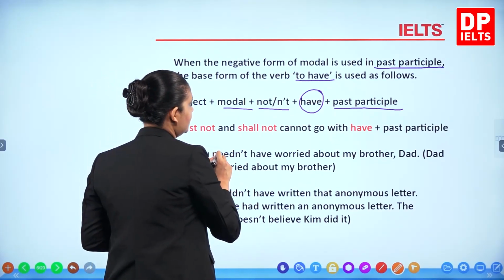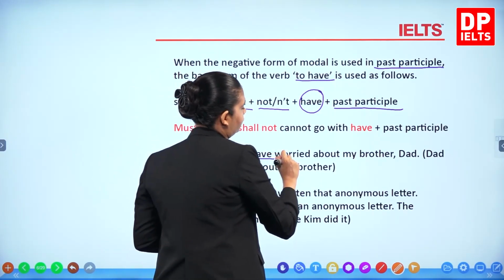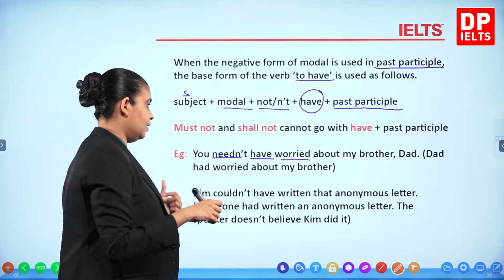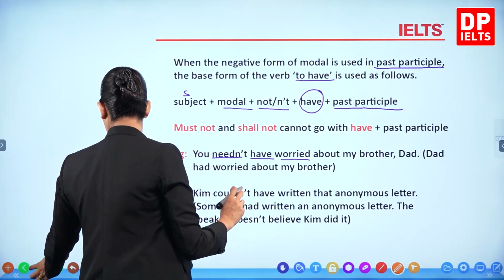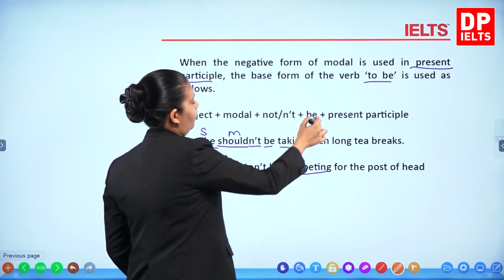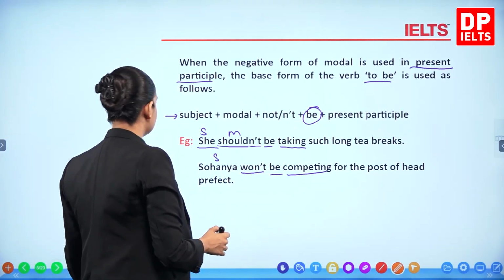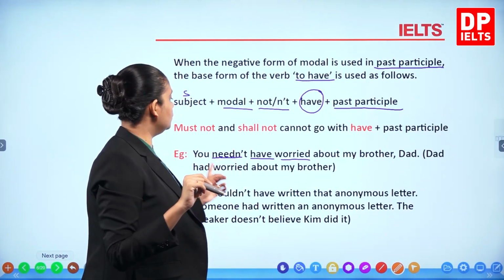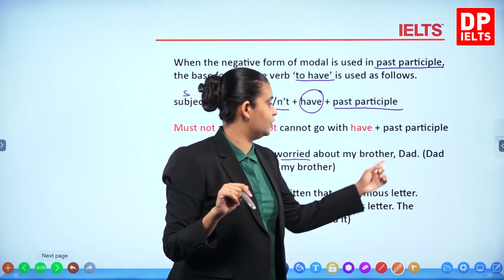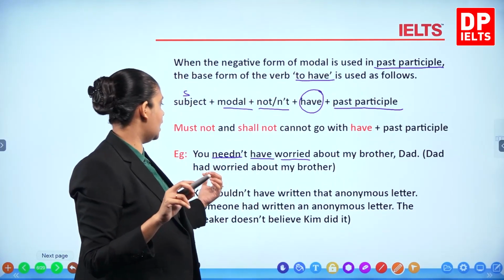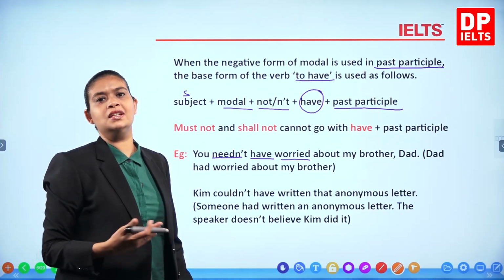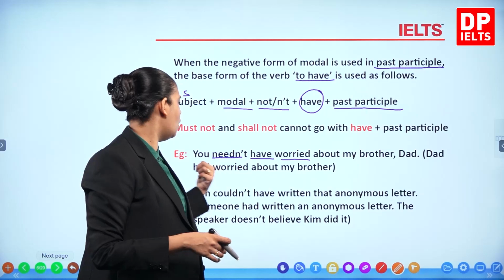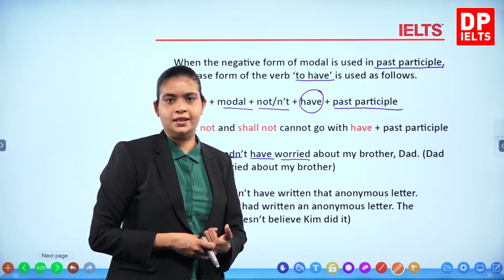You need not have worried. So, when it is the past participle, then it is have. When it is the present participle, what do we use? Be. When it is the past participle, what do we use? Have. Right? You needn't have worried about my brother, Dad. Okay? Dad had worried about my brother. So, that is the reason, right? So, he's telling, oh, you needn't have worried about my brother, Dad. Okay?